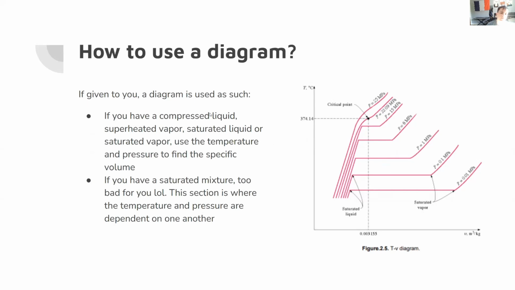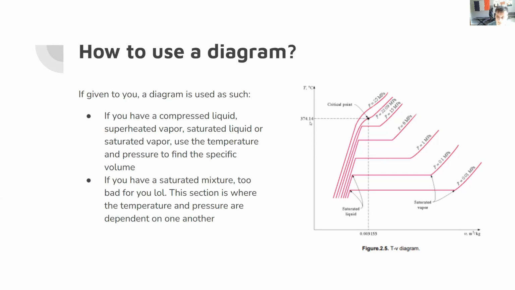So yeah, just like here, if you have a compressed liquid, superheated vapor, saturated liquid, or saturated vapor, even saturated liquid or saturated vapor shouldn't be included here. It's only compressed liquid and superheated vapor. You can use the temperature, in this graph. In this example, it is 374.14 Celsius. You're given a pressure of 22.09 megapascal, so you have to use this specific line. You go across with the temperature. Right when it hits the line, which in this case is the critical point, you go down and you can find the specific volume.